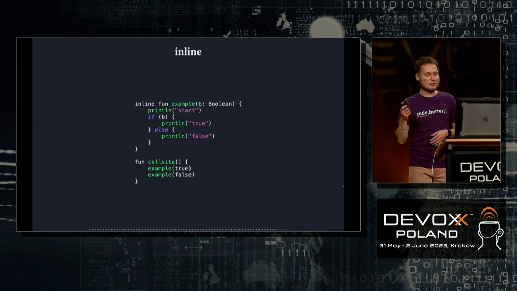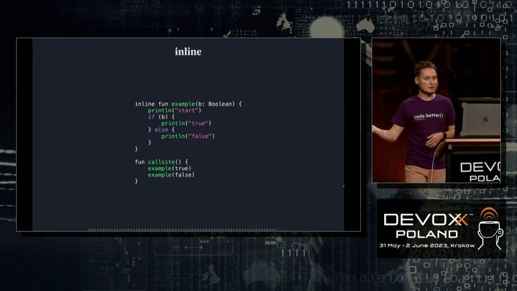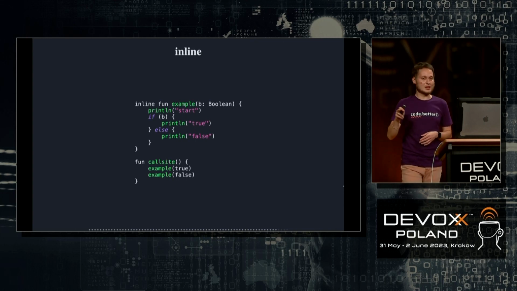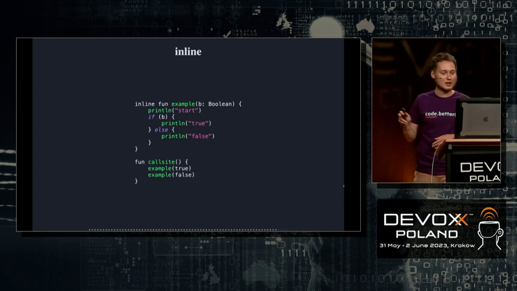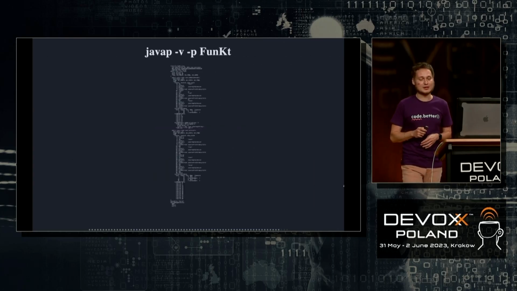There is one if condition. There are two branches. In those two branches, I print true in one branch, false in another. And I have a call site. This call site calls this inline function 2 times. Once I pass Boolean true, another one I pass Boolean false. What is going to happen if we compile this?